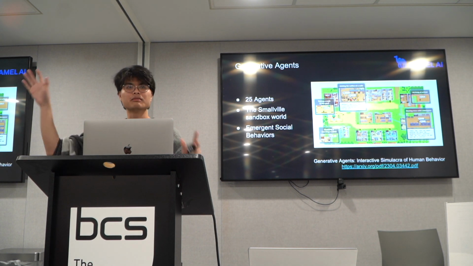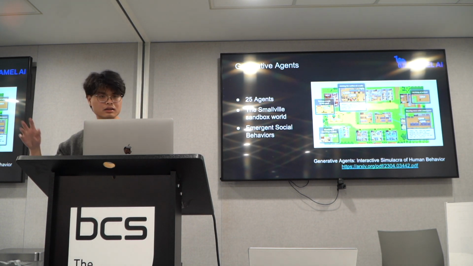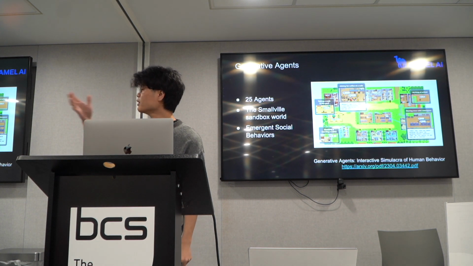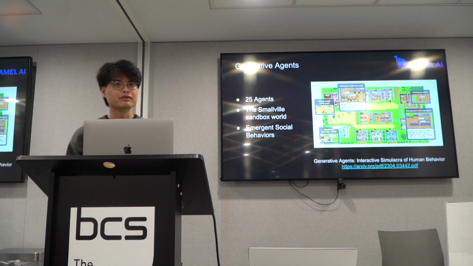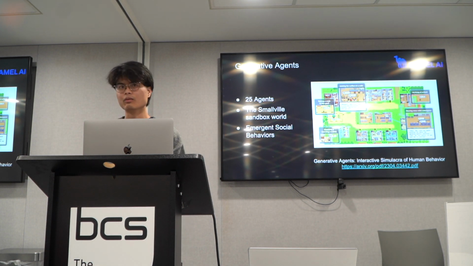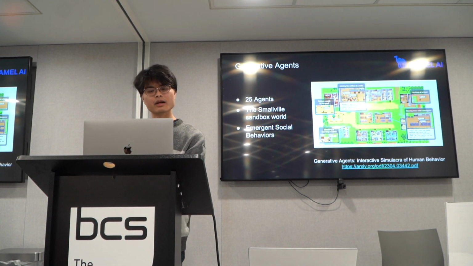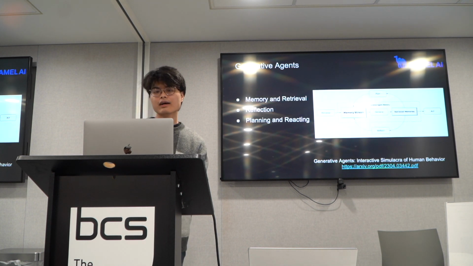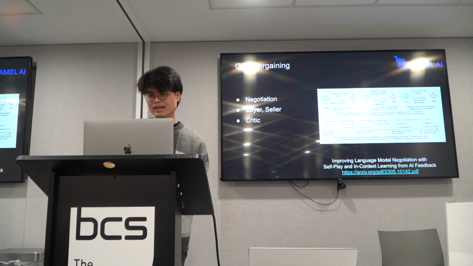After that, there are many follow-up works, like concurrent work. One of the most famous ones is Generative Agents from Stanford. They have 25 agents living in a small village, and they use it to simulate social behavior. I'll just skip the details.